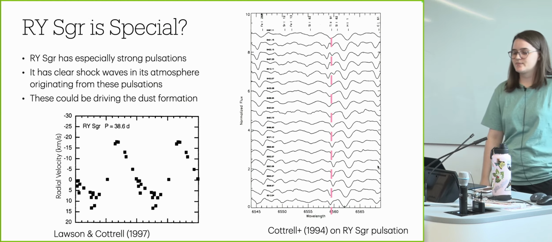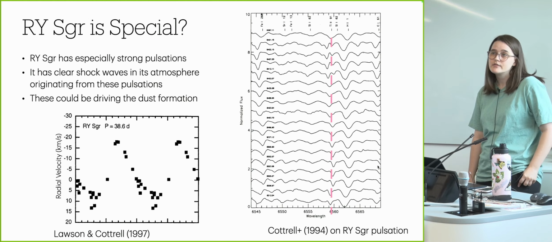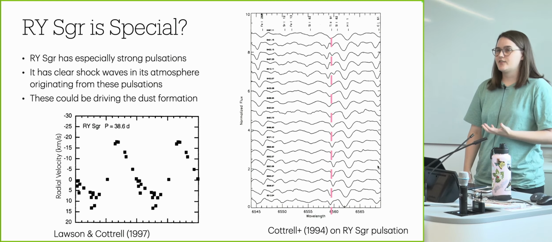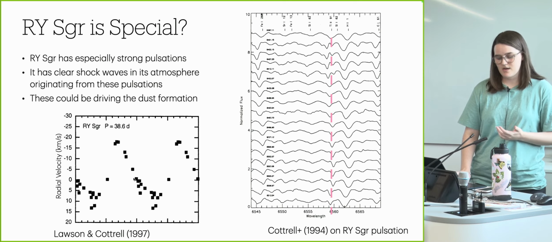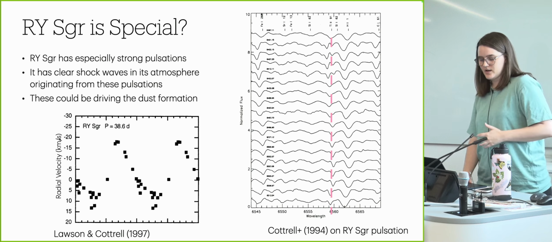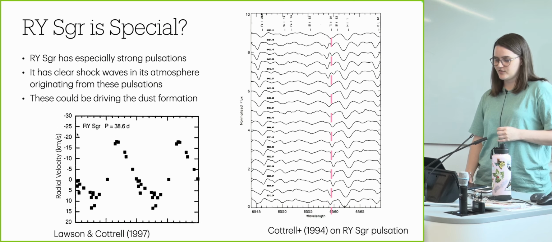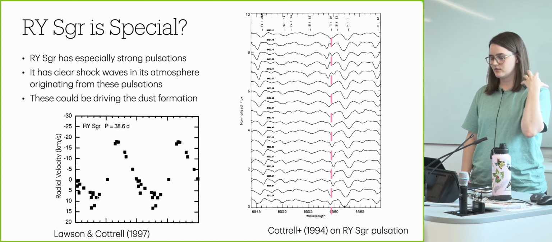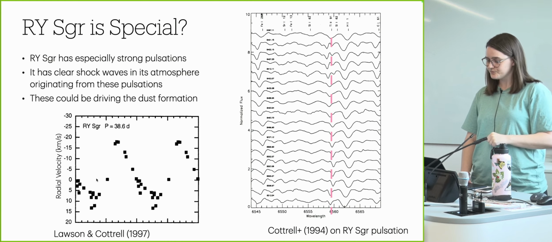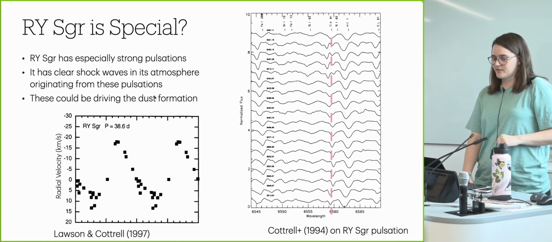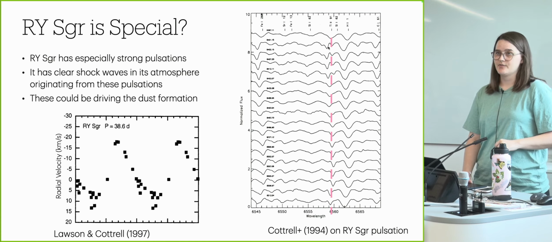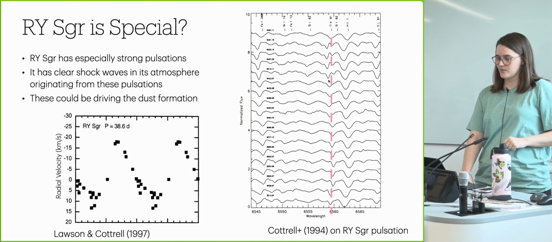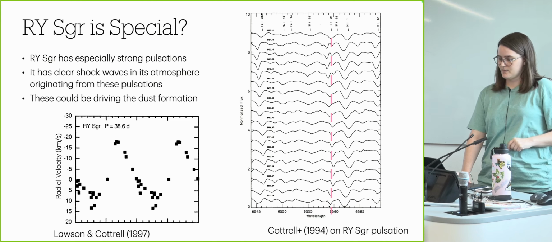But maybe RY-Sag is special. RY-Sag is a famous R Coronae, one of the brightest. RY-Sag is also known for its especially strong pulsations. You may remember from when I showed the pulsation slide earlier that RY-Sag has these really large radial velocity pulsations, which are quite beautiful, quite obvious. RY-Sag has also been observed to have shock waves in its atmosphere from these pulsations. Here you can see on this titanium line the shock happening, and then the radial velocity of the line changing about this mean here.